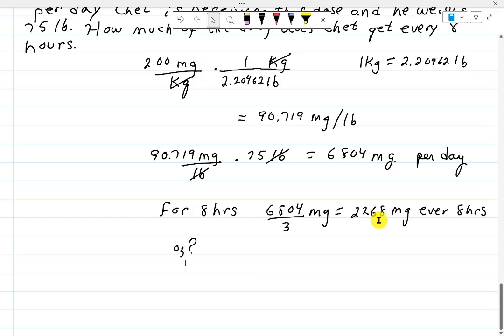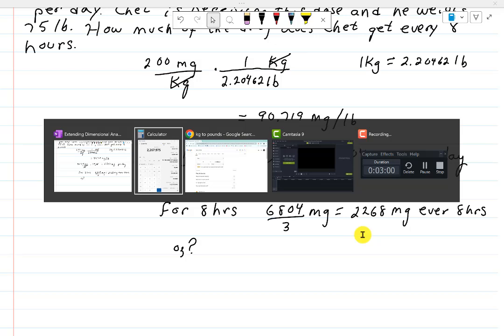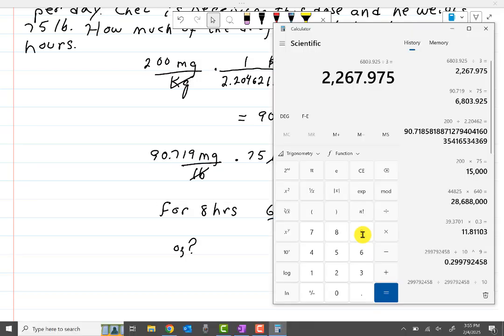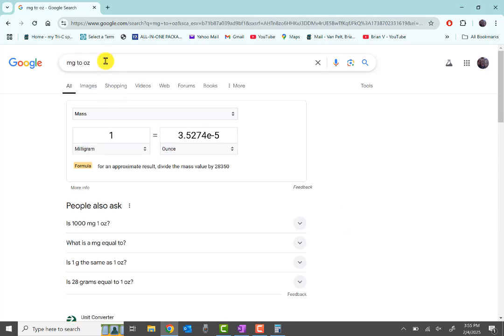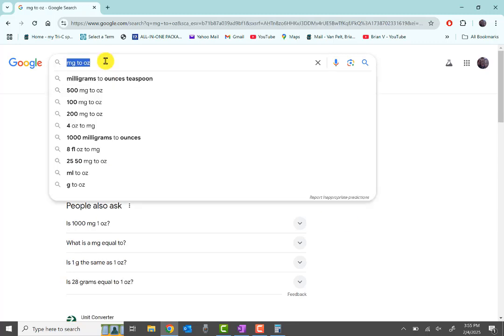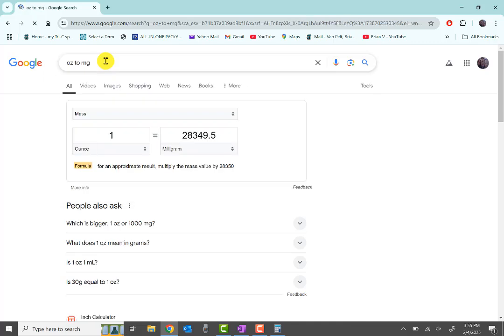What is 2,268 milligrams in ounces? You may be able to do that all in one shot, but I prefer not to. I'm going to do ounces to milligrams. I'm going to do it the other way. I'm going to try ounces to milligrams. That looks a little better.